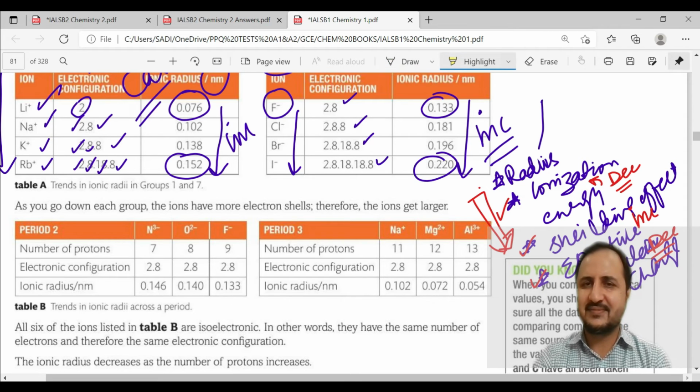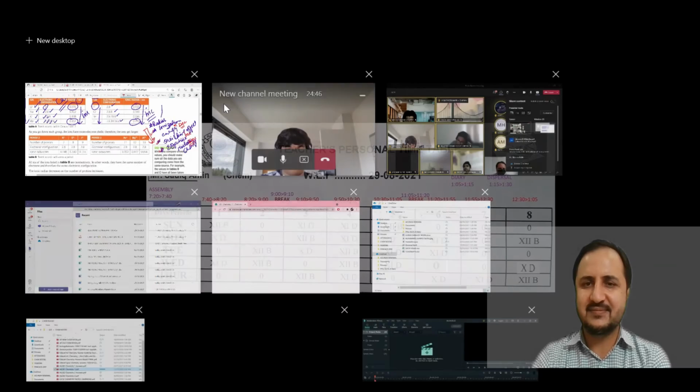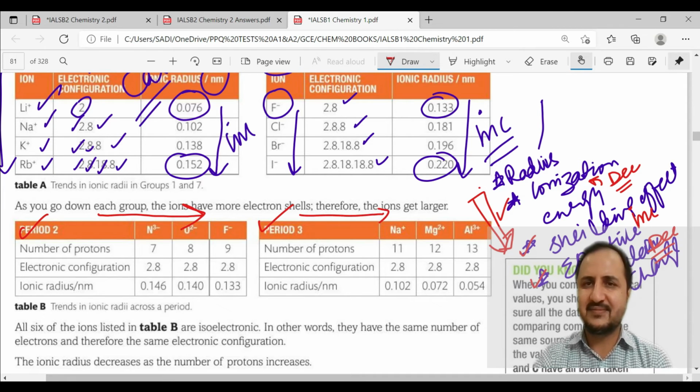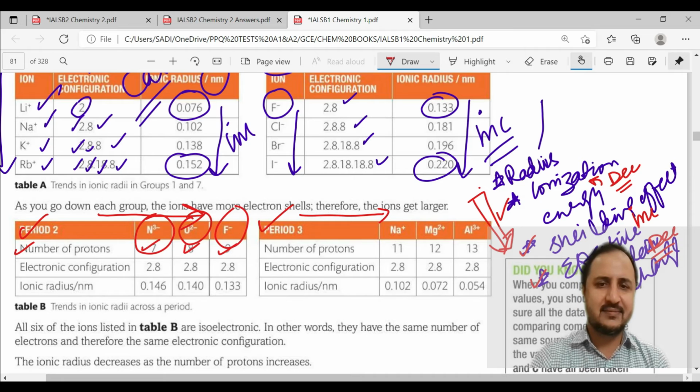Moving on to the second table now. This table is telling me period number 2 and period number 3, I mean moving from left to right. When we are moving from left to right in the periodic table, we see the number of protons first of all. Protons are showing me the atomic number from 7 to 8 to 9, and from -3 ion to -2 ion to -1 ion.